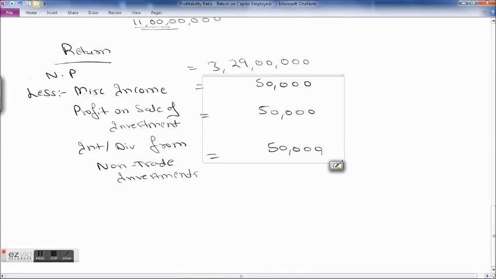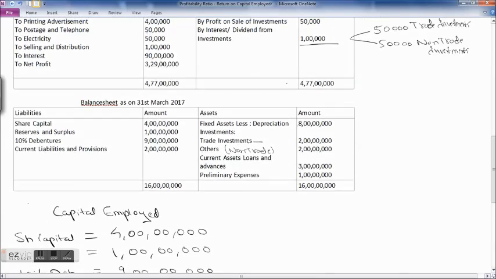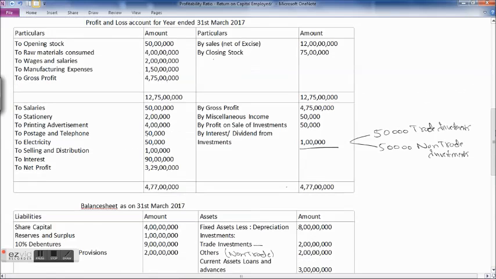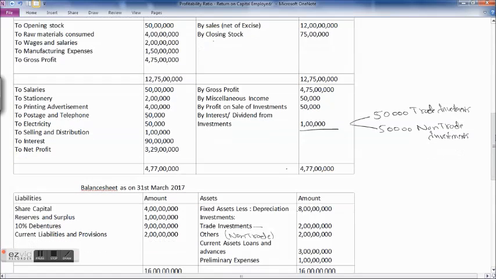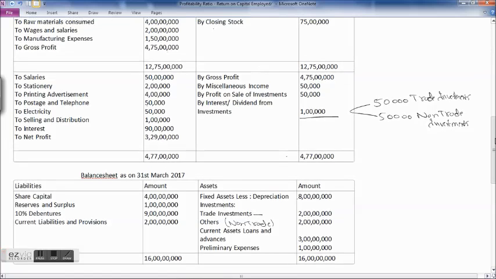Okay, now we'll see the debit side. On the debit side, you have opening stock is fine, raw material consumed is okay, wages and salaries, manufacturing expenses, all these are okay. Then salaries, stationery, printing, advertisement, postage and telephone, electricity, selling and distribution are okay. To interest, now interest is on your debentures. See, you can see 9 crores debenture and interest is 90 lakhs, so 10% is the interest.